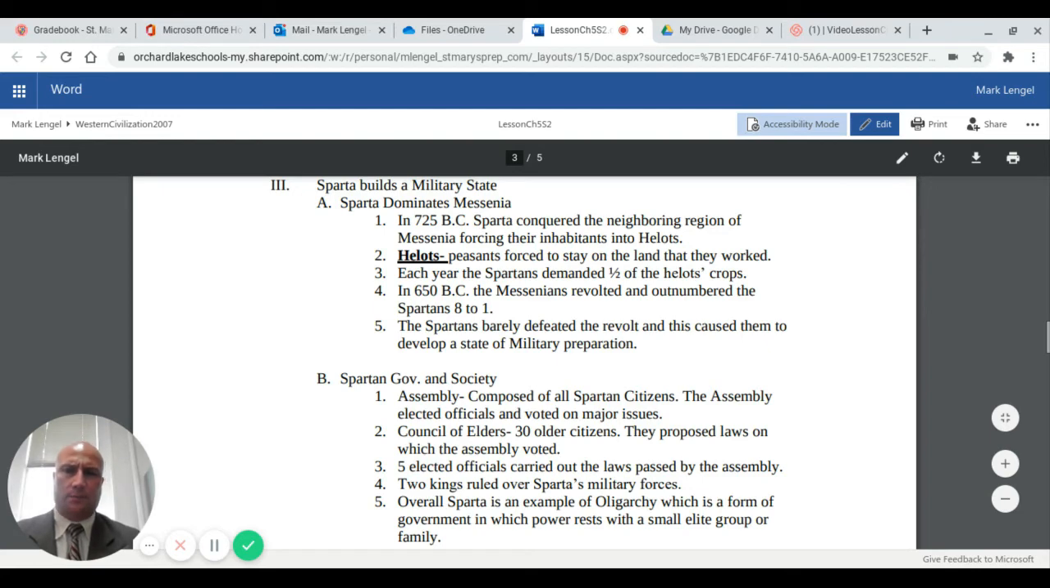Helots were peasants that were forced to stay on the land that they worked, sort of like a serf. Each year, the Spartans demanded 1/2 of the Helots' crops. That's quite a significant amount. In 650 BC, the Messenians then rebelled. They led a slave revolt, and they outnumbered the Spartans 8-1. The Spartans barely defeated this revolt, and this caused them to develop a state of constant military preparation.